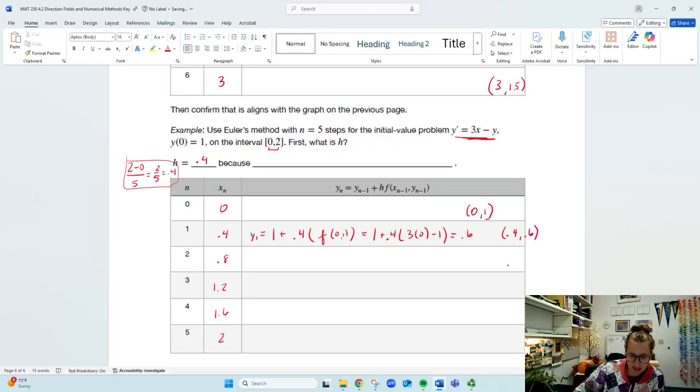If I just keep on doing this, you can check your answers. I'll get a y value of 0.84 here. I'll get a y value of 1.464, 2.3184, and then 3.311, with these corresponding to my x values.